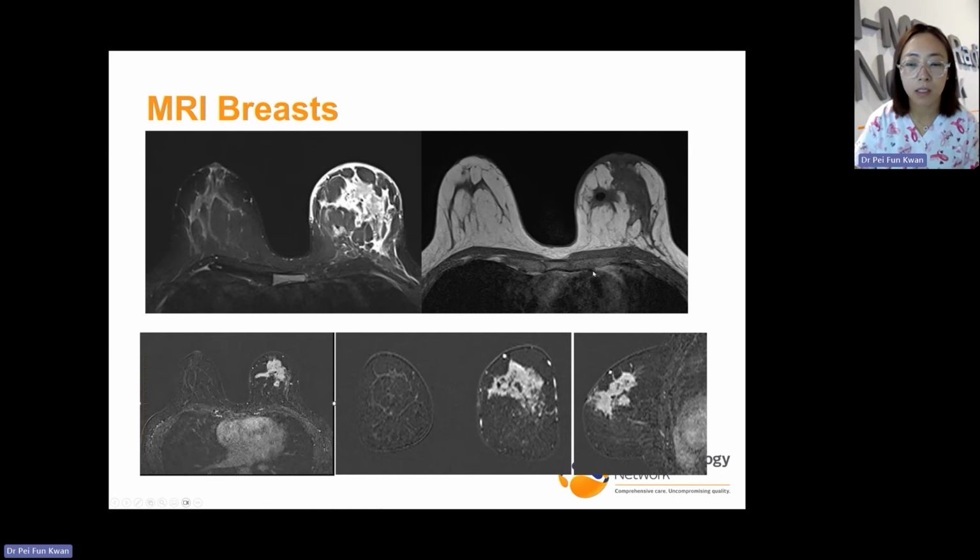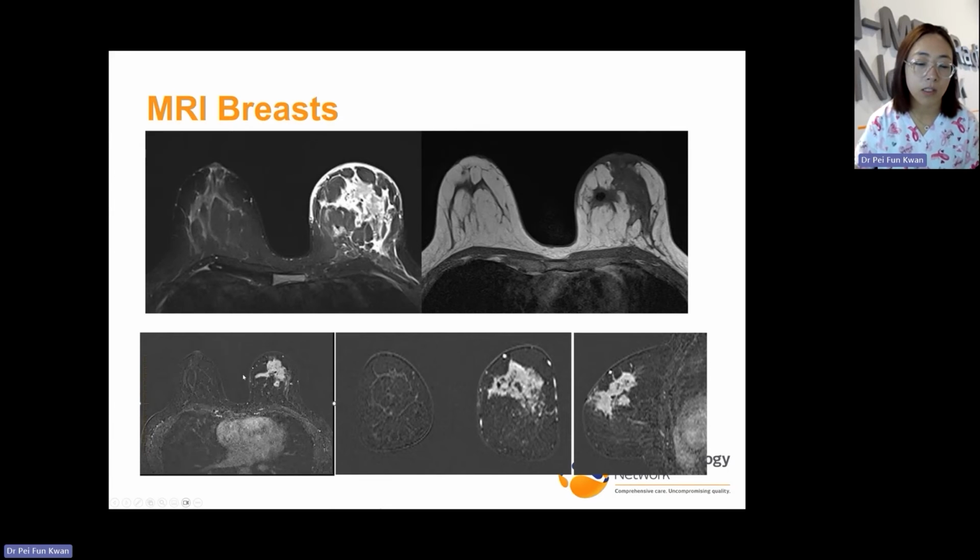And this is a T1 sequence. You can see the skin is thickened, and you can see the mass better with a dark susceptibility artifact from a breast marker from recent biopsy. And after giving contrast, you see the mass can be seen in all three planes. This is an axial plane, coronal plane, and sagittal plane.